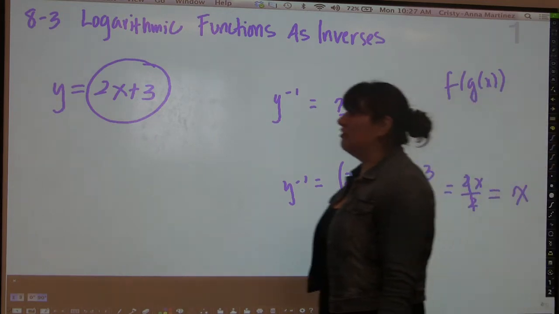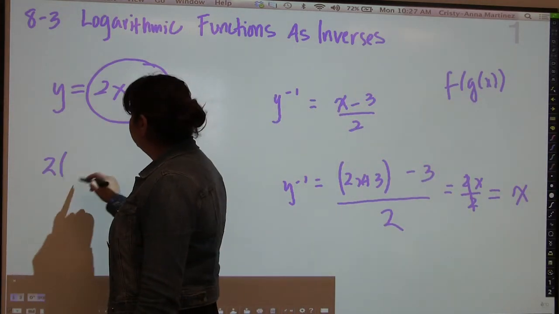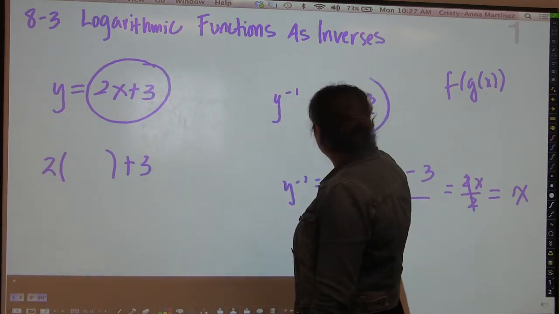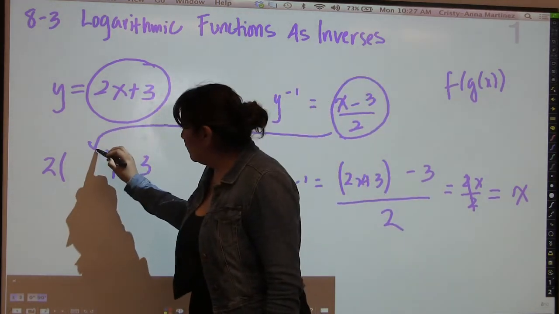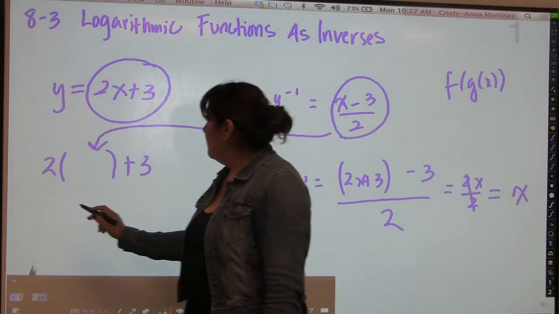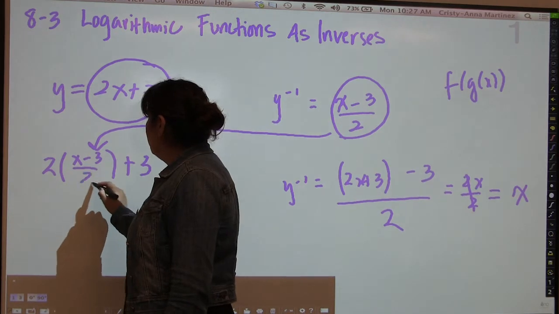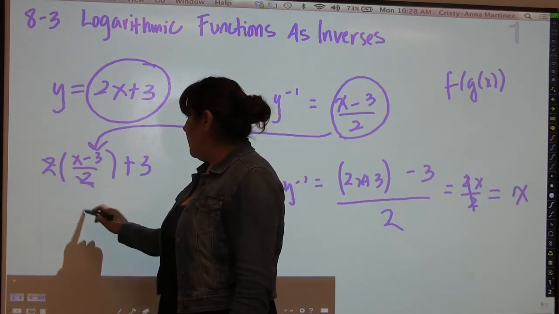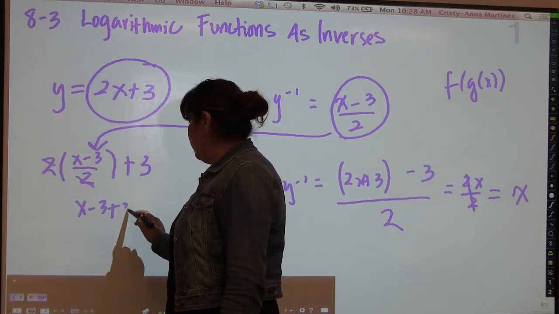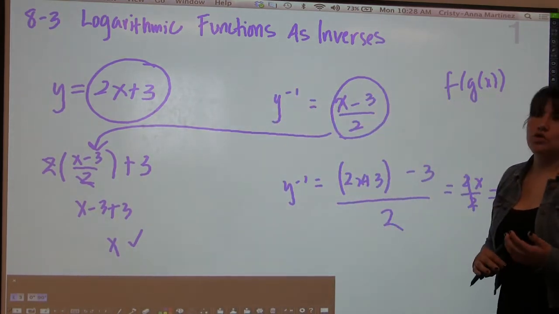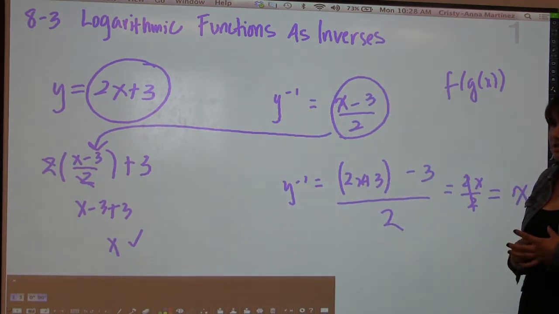You can also go the other direction. You could say 2x plus 3, and you could put the inverse function into the original function. Either way you go. And so in this case, you would have (x minus 3) divided by 2. The 2's would cancel, and you have x minus 3 plus 3, and then again you'd have x back. Either direction that you go, you will get the x back. That is the idea with inverses.